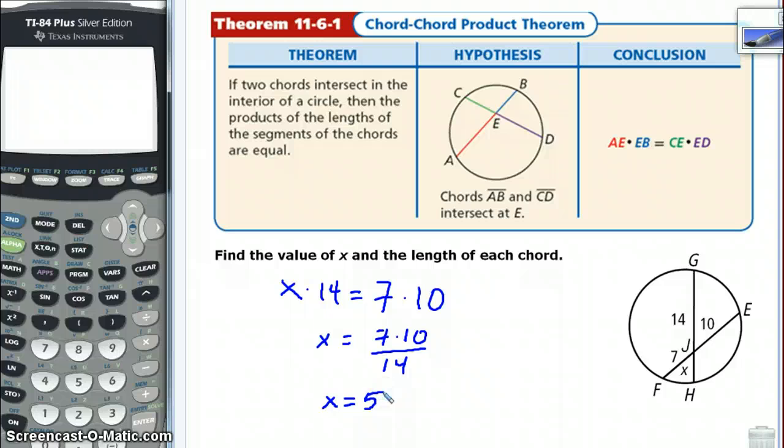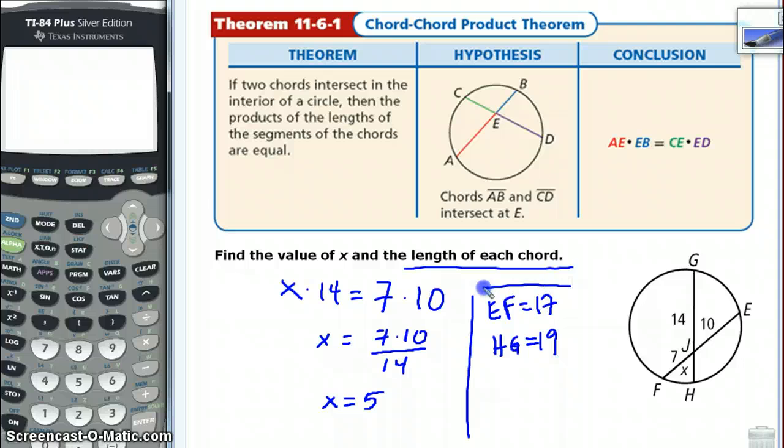So we found the value of x, but they asked us to find the length of each chord too. The length of EF we already know is 17. And finally, we now know that the length of HG is 14 plus x, which is 14 plus 5, which is 19. So there are my three answers. They asked us to find x and the length of each chord.